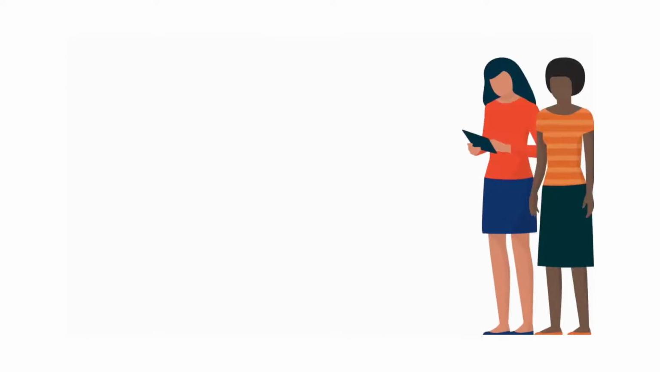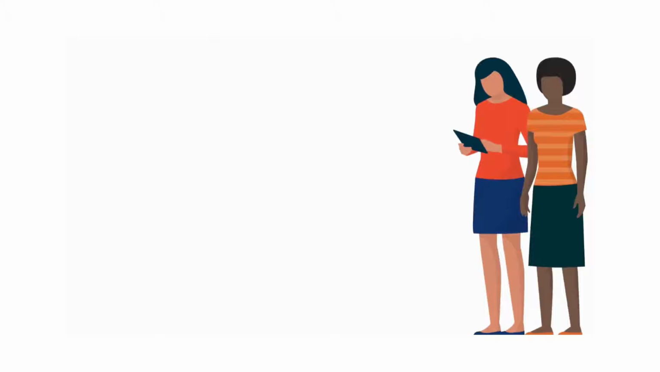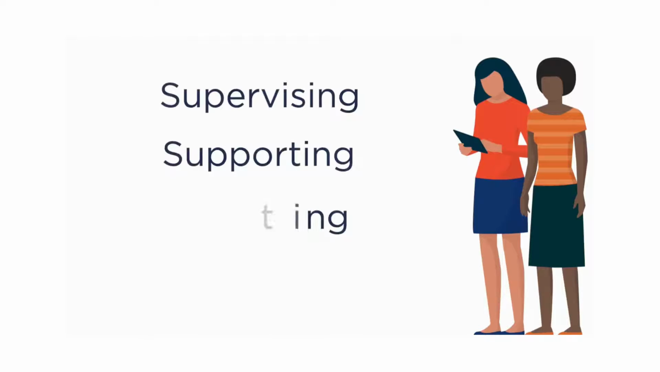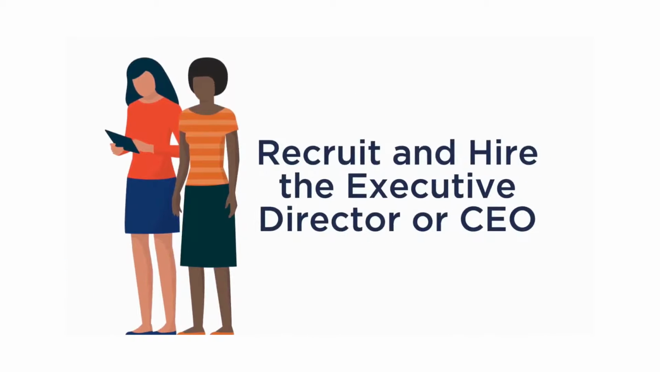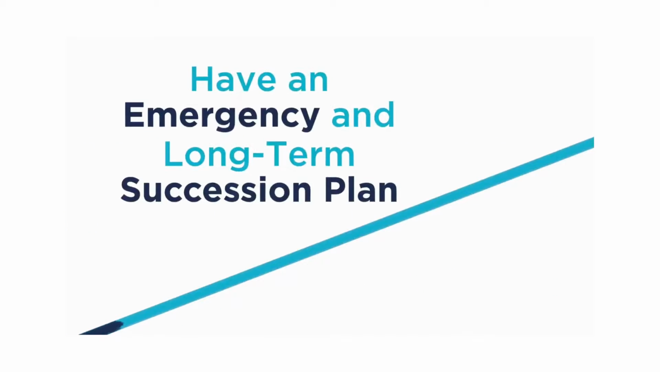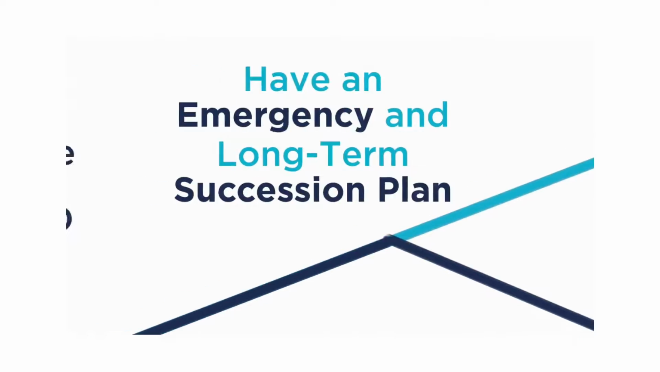Next, let's focus on how you support your organization's leader. Your role as a board includes supervising, supporting, and evaluating the performance of the executive director annually. You'll also recruit and hire the executive director or CEO. You should also have an emergency and long-term succession plan for the executive director. And, hey, ask the executive director how they want to be supported. Different executive directors need different support from their boards.